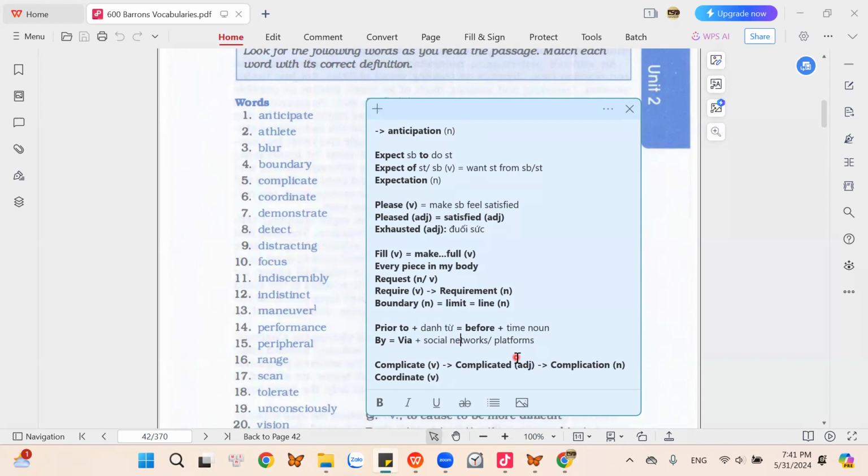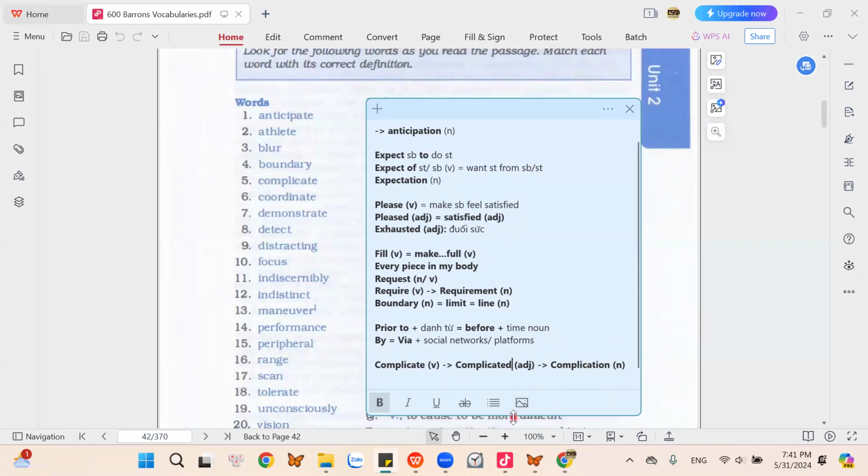So that is why people say that I tend to live in complications, and I tend to love complications in every job that I do. That is my first situation for complicate, complicated, and complication.